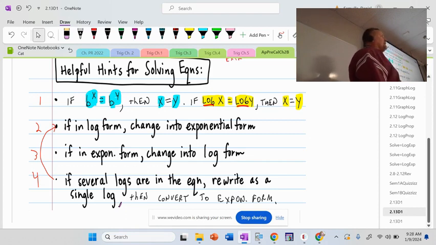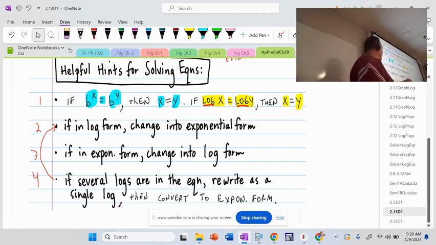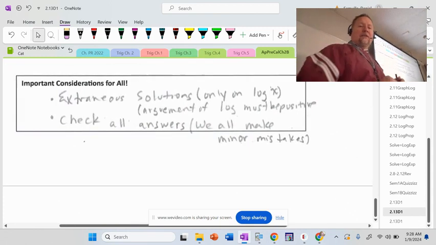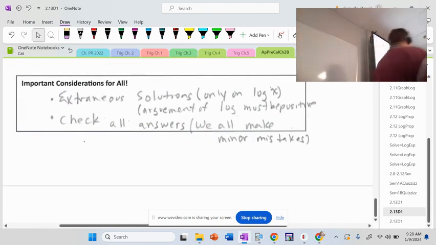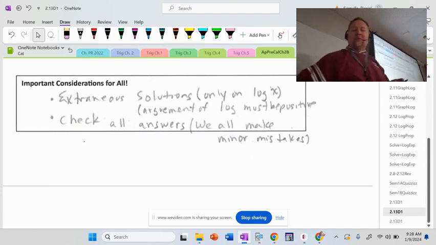If you have several logs on one side, use a rule. It's usually the sum or subtraction rule. Get it into one logarithm on that side, and then you could have either of your situations there. And then just some things to consider as you're packing up. Worry about logs. You can get extraneous solutions when you're dealing with log equations. If you have time, you can check your answers, but sometimes we don't have that time.